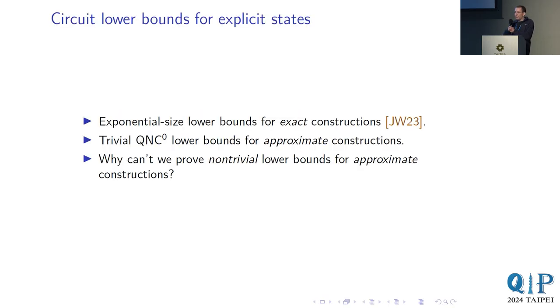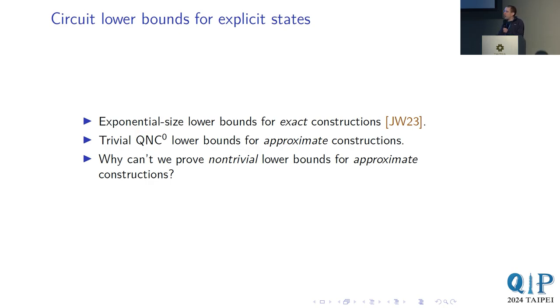So what's the state of the art on this? We know exponential size lower bounds for exact constructions of explicit states. But these rely on the transcendence degree, and it's very fragile. If you introduce any approximation error, the proof breaks down. If we want to allow even exponentially small approximation error, then all we know how to do is QNC0 lower bounds, so constant depth circuits with just one and two qubit gates, based on the fact that any output qubit of a state constructed by these circuits can only depend on constantly many input qubits.